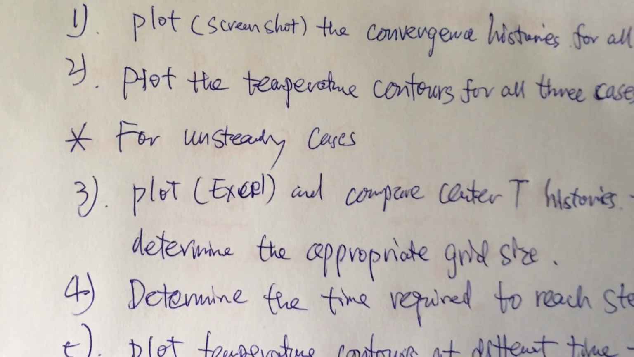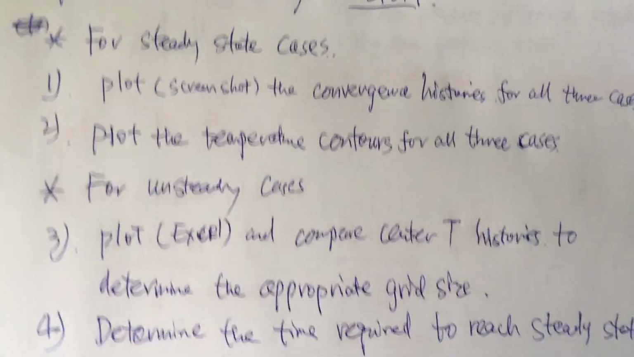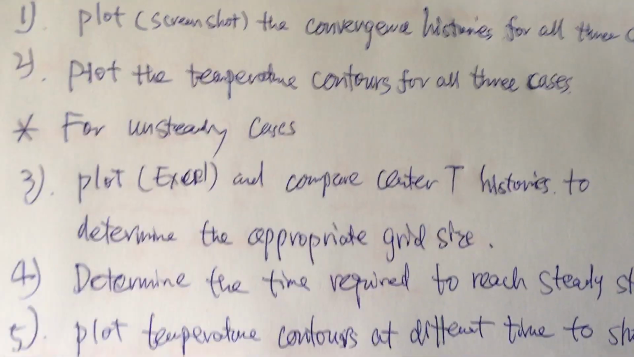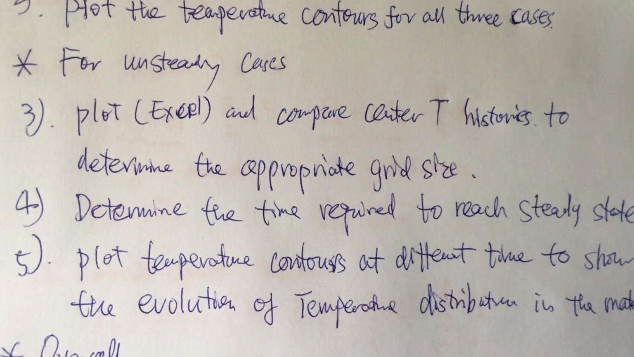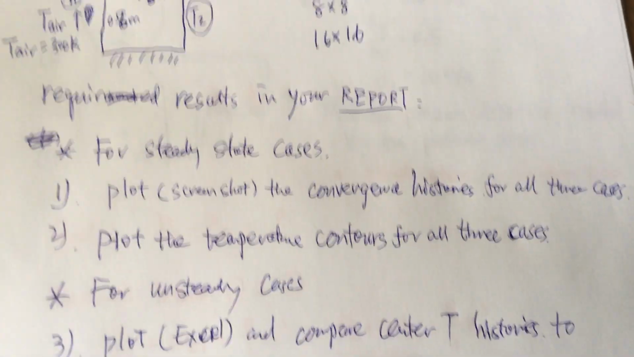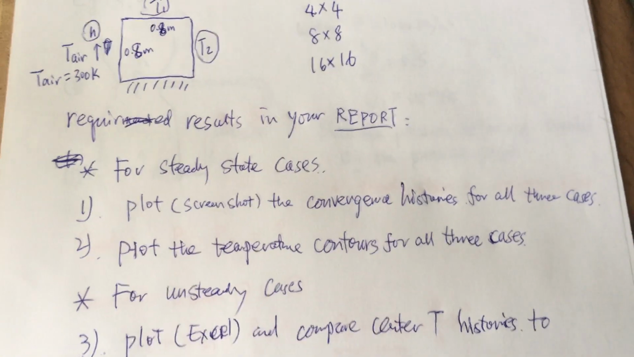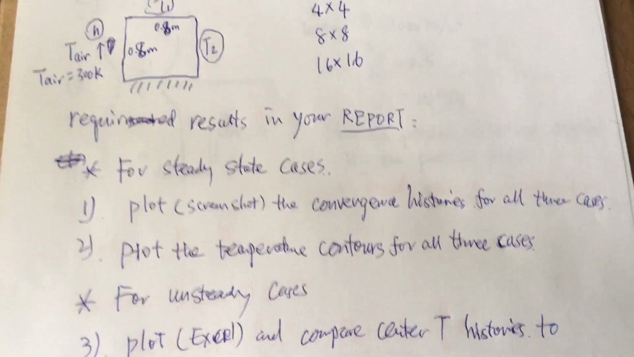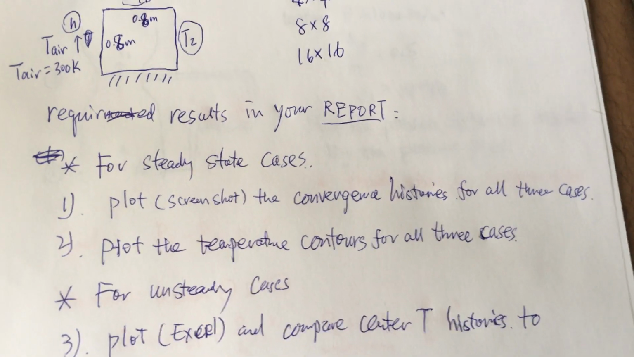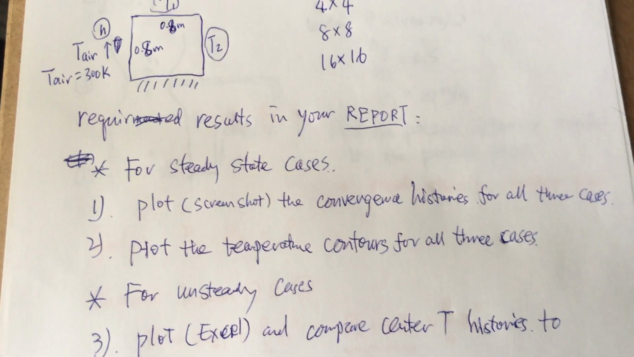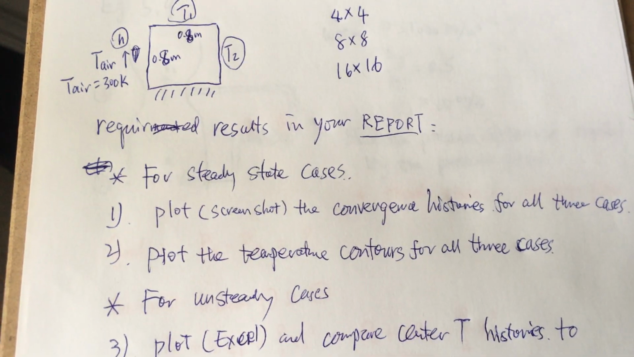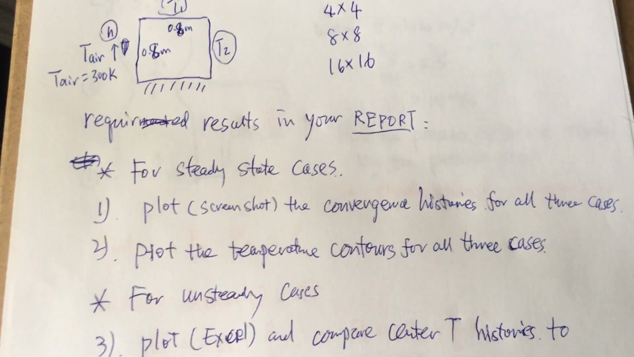For the unsteady case, you will spend a lot more time on the unsteady simulation. You will have 3 unsteady cases too, right? Total 6 cases you're going to run: 3 unsteady and 3 steady. For unsteady, I want you to compare the center temperature history. For unsteady simulation, the time information will be included. For example, you may take 25 seconds to reach steady state. So from time 0 to 25 seconds, all the information on how the temperature evolves and changes with time will be calculated.